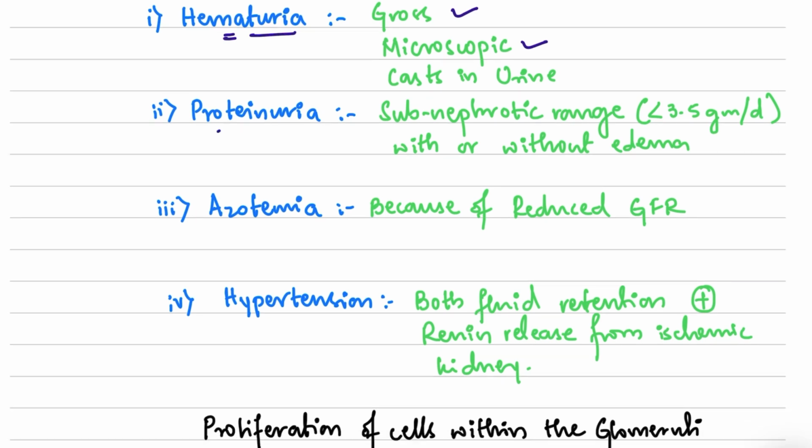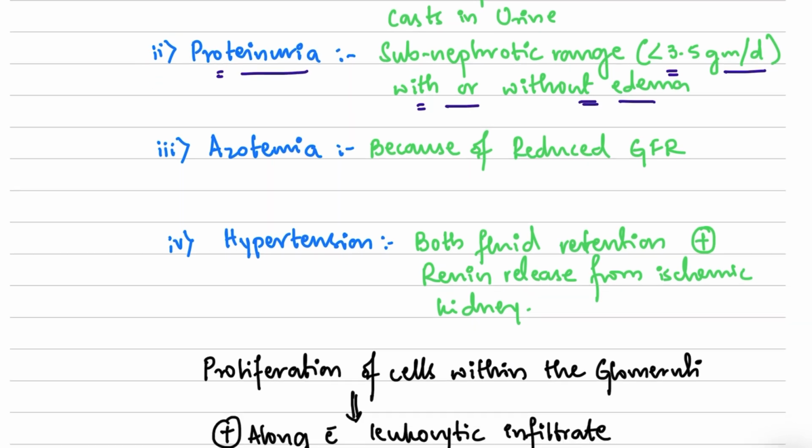The second one is proteinuria. What is proteinuria? Proteinuria is basically proteins being present in the urine. This proteinuria is in the subnephrotic range. In nephrotic syndrome we have more than 3.5 grams per day of proteinuria, but in nephritic syndrome we have subnephrotic range, that is less than 3.5 grams, generally up to 1 gram per day. It can be with or without edema, and edema is also a classic feature of nephrotic syndrome.